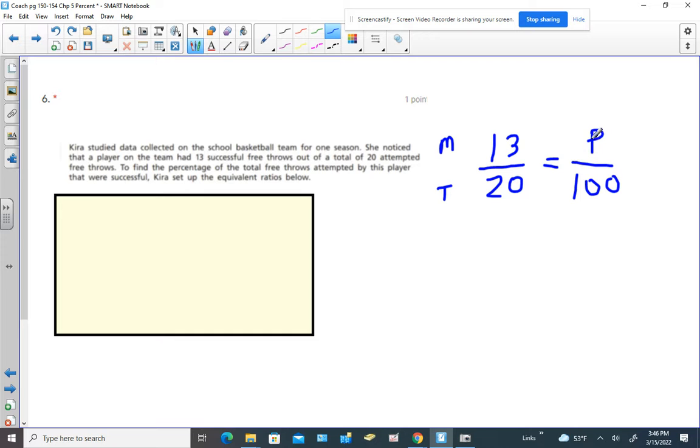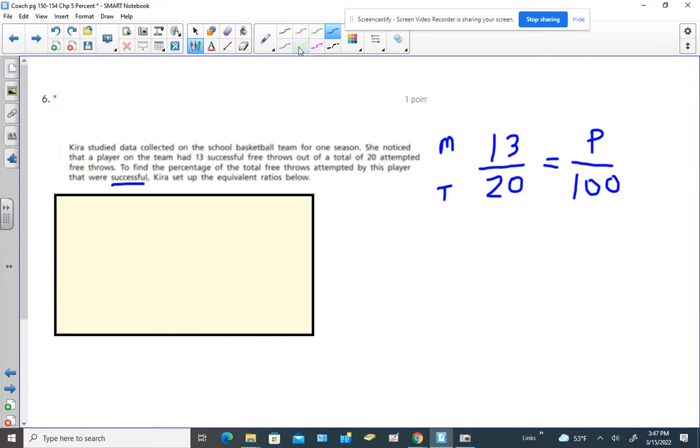If they wanted to know the percent that she missed, then we would have to subtract the 13 from 20 to get how many were missed and write that ratio over 20. So let's read it again to make sure we're dealing with the right number. We're looking for the percentage of the total free throws she attempted by this player that were successful. So successful means she made the shot. So we're good with this ratio.